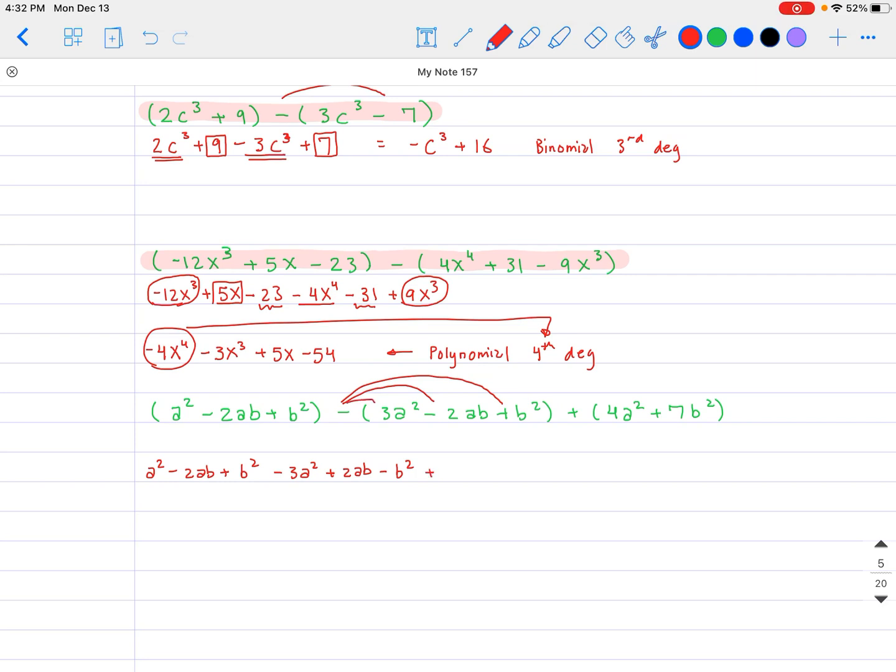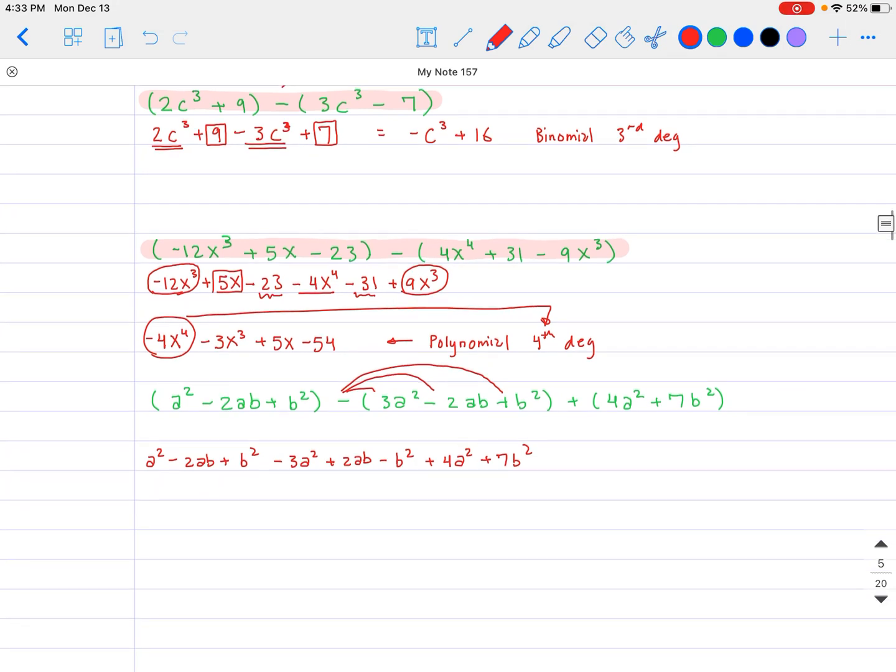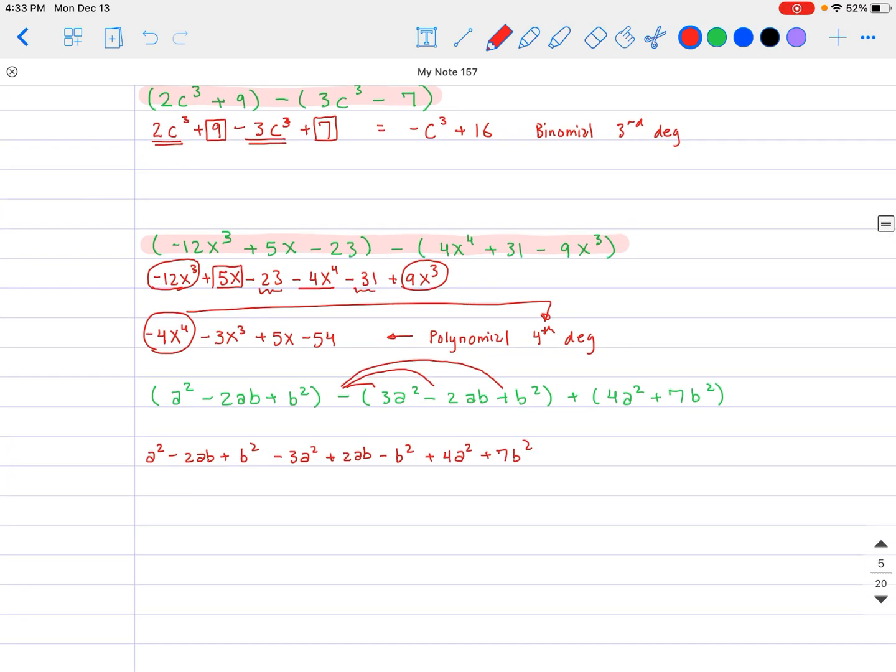And then for the last piece, well, this is just adding what's inside, so we'll just go ahead and use it as is. So 4a squared and then plus 7b squared. Again, once we distribute the negative and then get rid of all the parentheses, we're going to go ahead and combine the like terms. So let's go ahead and pull out some of these guys.